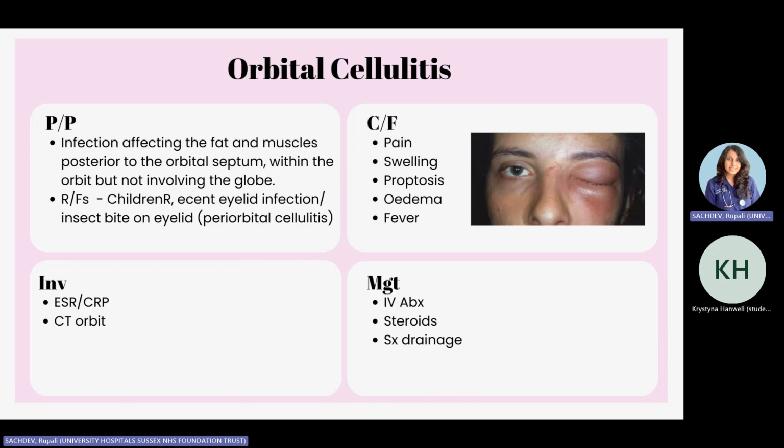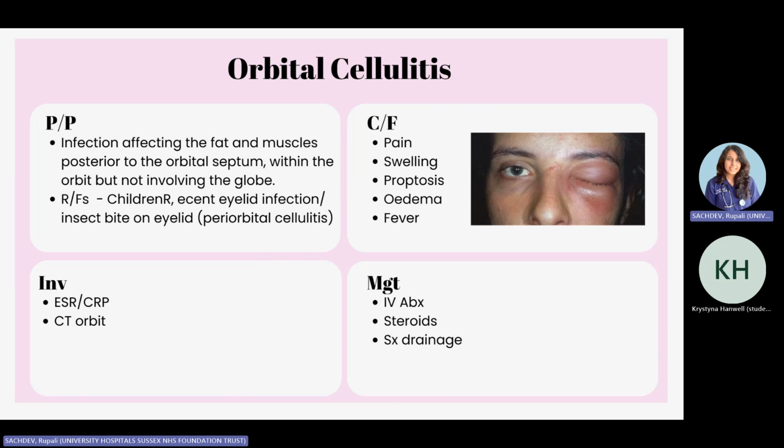Coming to the next one, orbital cellulitis, a very important topic, especially when we look at ophthalmology conditions. It's an infection of the fat and the muscles posterior to the orbital septum, which is in the orbit, but it doesn't actually affect the globe. The risk factors for orbital cellulitis are children and recent eyelid infection. They'll present classically with a history of an insect bite on their eye. It started as a periorbital cellulitis, and then it progressed to their eye getting really swollen.